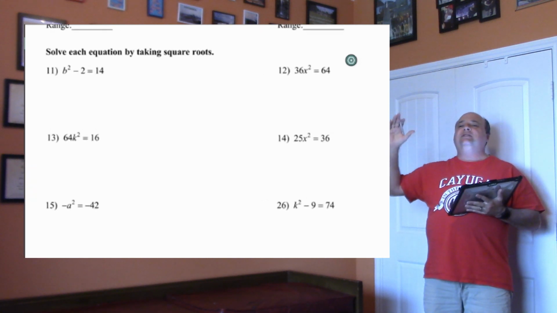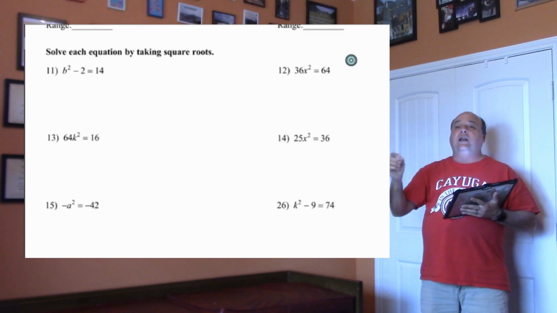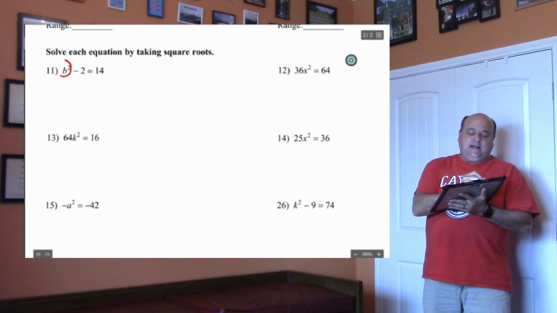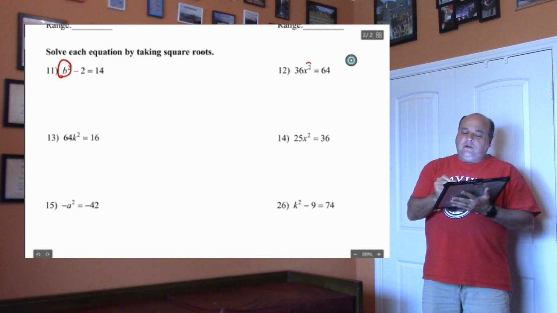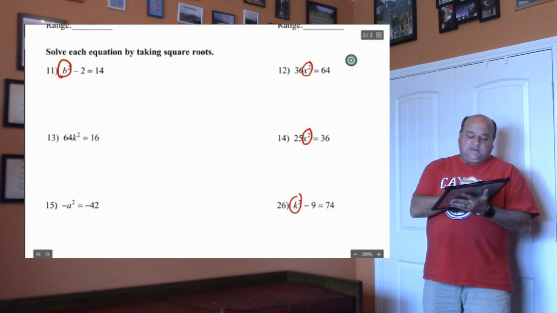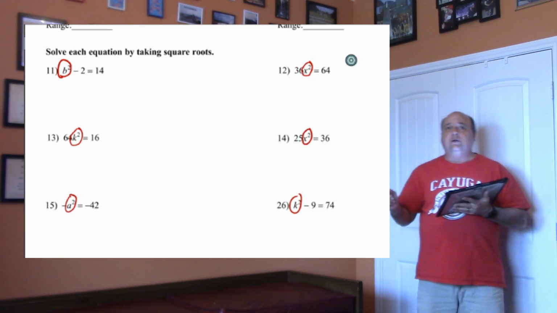So what you want to do is to get the letter squared all by itself. Okay, so on number 11, you're wanting to isolate this on every single one of them, okay? So let's just circle these. That's what you're trying to get all by itself, okay? And I'm going to do 2 of these for you, and you can do the rest.